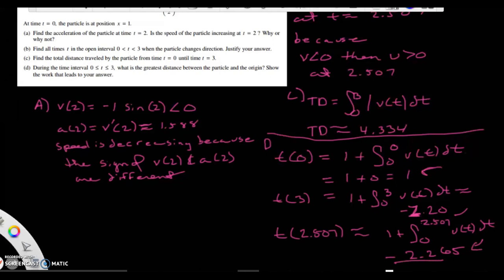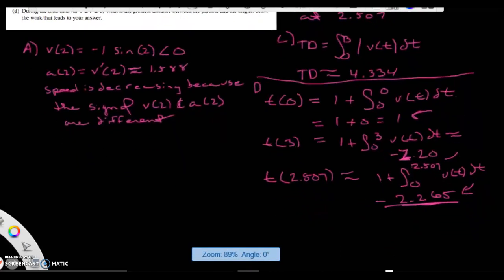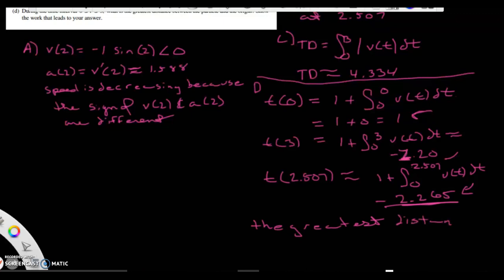It's definitely this. So the greatest distance moved, the greatest distance happens to be at the min, is 2.265, which is the min, because it's negative, and occurs at the square root of 2 pi.